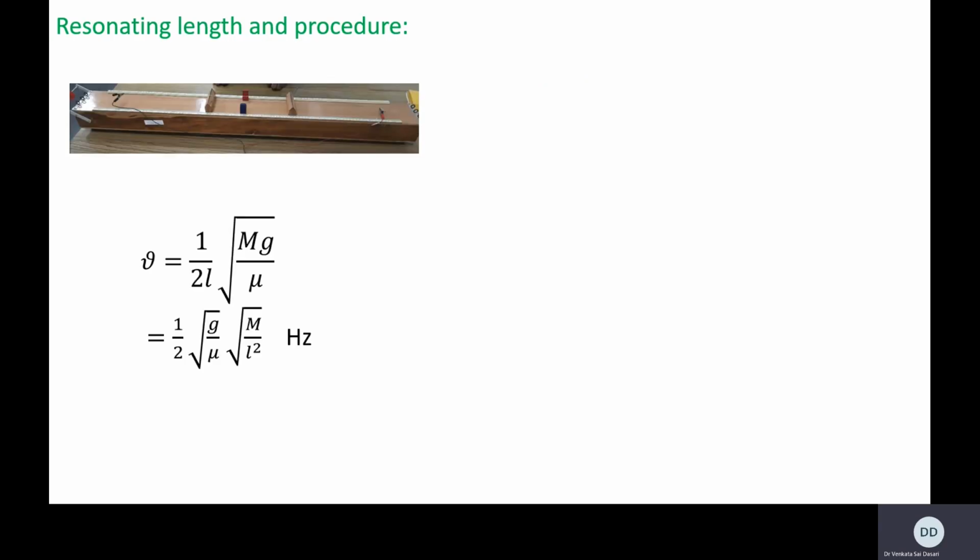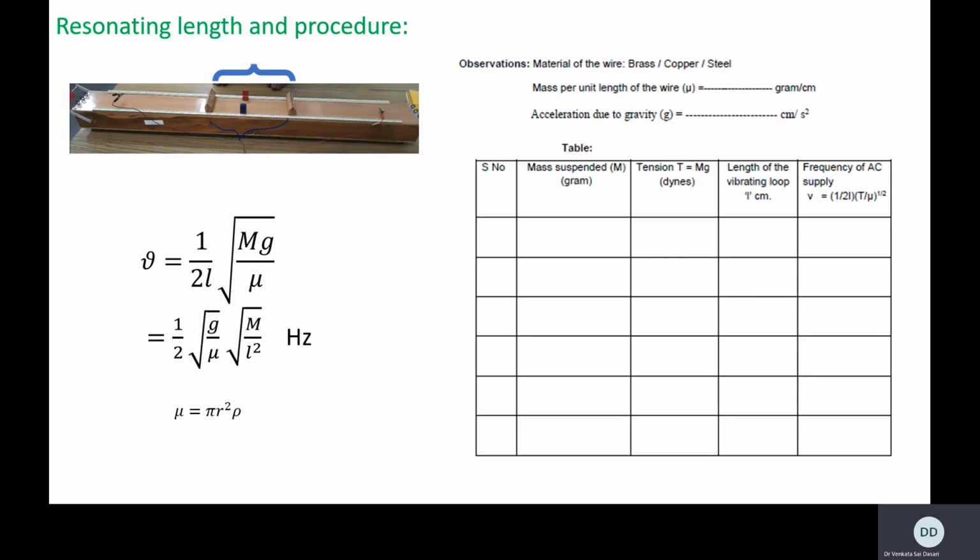Resonating length, and how to do the experiment. In the sonometer, the resonating length is the length between the two bridges. It is not the complete length of the string. The length is between the two movable bridges. The acceleration due to gravity is constant, and the linear density of the wire is constant. What we do is apply a mass of 100 grams, and we move the bridges slowly.